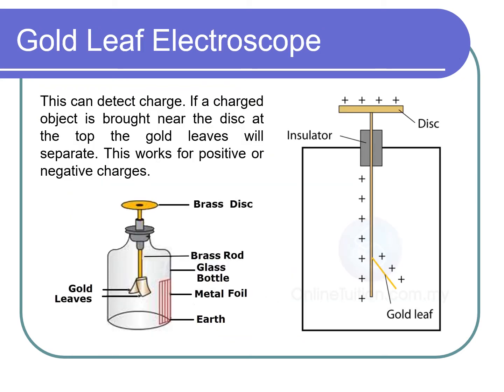This thing is called a gold leaf electroscope. What it does is detect charge. If you bring a charged object near the disc at the top, you don't even have to touch it, these gold leaves down the bottom separate. In the example on the right hand side, a positive charge is brought near the disc and the gold leaf separates at the bottom. This works just as well with a negatively charged object. So that's called a gold leaf electroscope, and it's used for detecting charge.